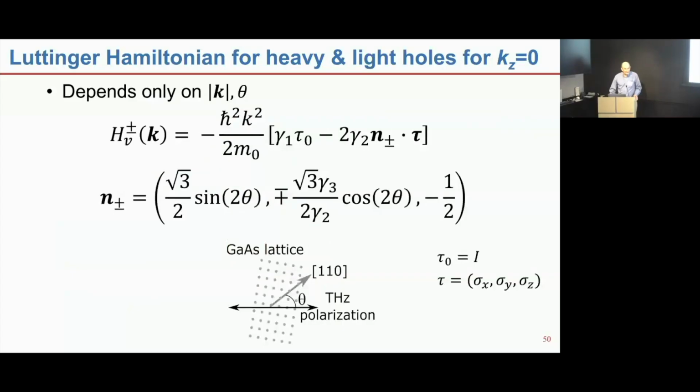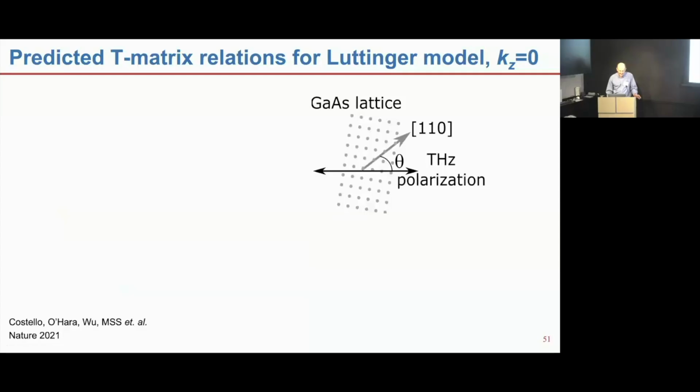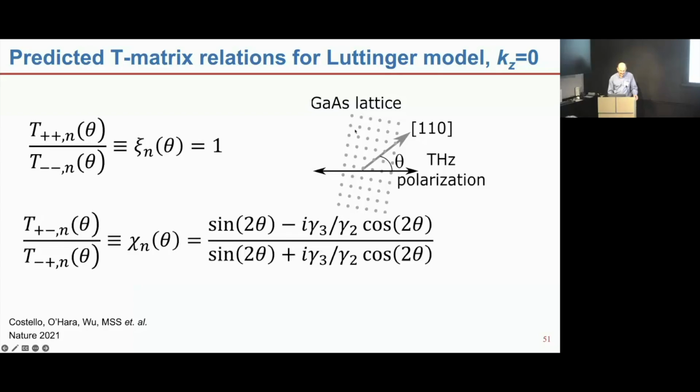So the Luttinger Hamiltonian for the heavy and light holes in gallium arsenide for Kz equals 0 can be written in this compact form, where tau 0 is the identity, and these are the Pauli matrices. And here's gamma 1 and gamma 2, and then this is a vector that depends on theta, which is the angle with respect to the polarization. So what Chile did, he predicted some relations for the Luttinger model for Kz equals 0, that these diagonal matrix elements ratio should be 1, and the off-diagonal elements should have this form, which depends only on this one parameter, the ratio of two Luttinger parameters.